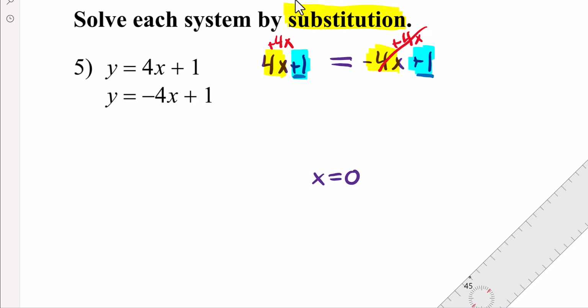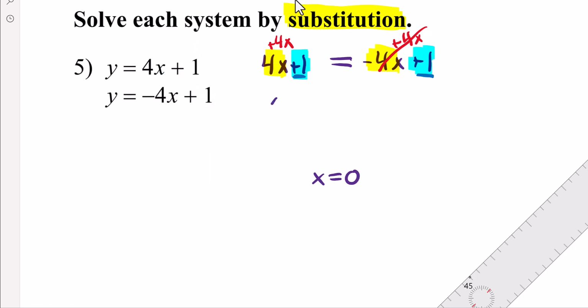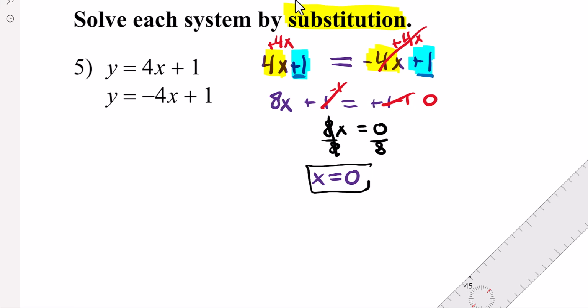All right, but since I started the process, I'm going to go ahead and finish it. So when we add 4x to this side, I get 8x. Well, there's a plus 1, a plus 1. So then, to get x by itself, we would subtract 1. Look at that. Those zero out. So what we have is 8x is equal to 0. Divide both sides by 8. Yep, x is equal to 0.